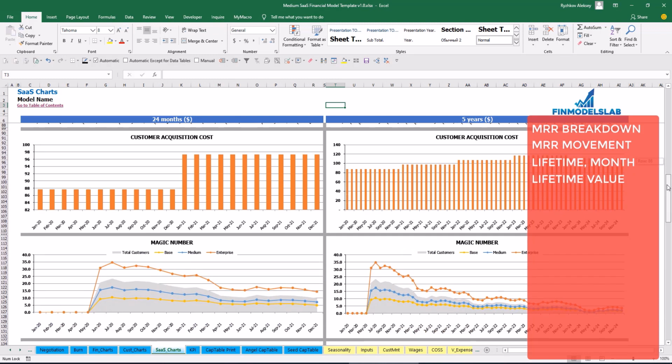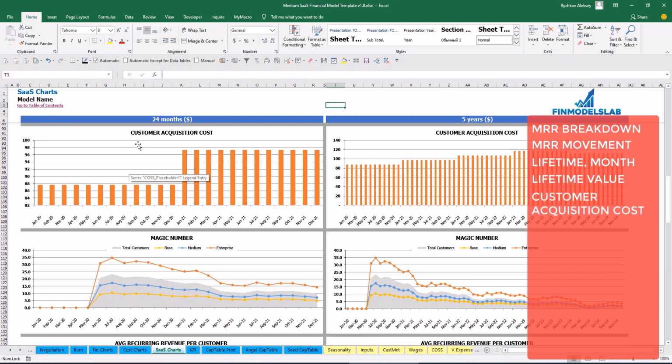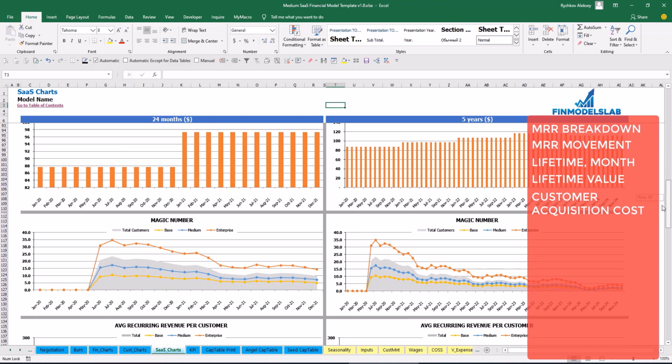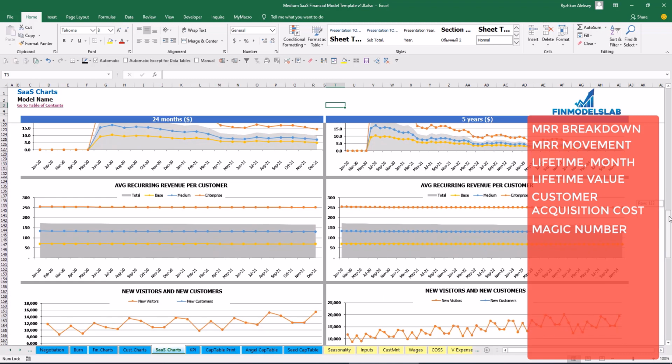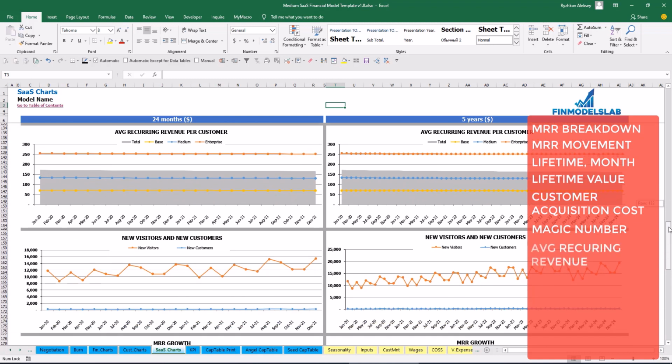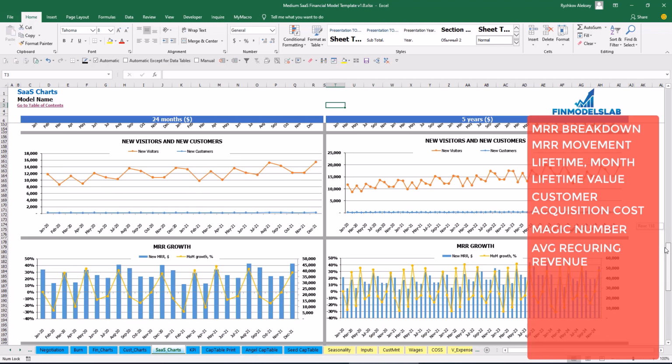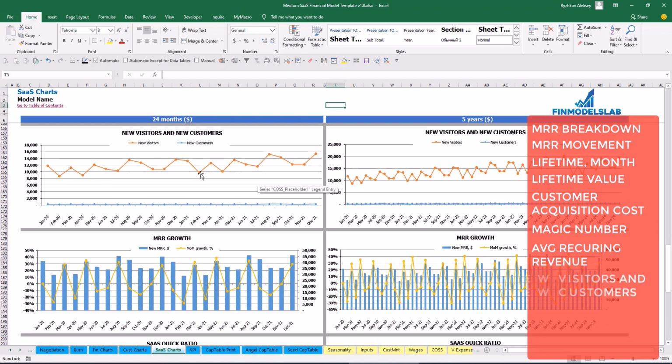The next chart will show you the customer acquisition cost by months for the 2 years and for the 5 years. The magic number broken down by Base, Medium and Enterprise and for the total customers. The magic number shows you the efficiency of using marketing expenses in terms of the acquisition of new bookings. Average recurring revenue per customer is total and broken down by offerings. New visitors and new customers, which shows you the efficiency of your SaaS funnel conversion rates.